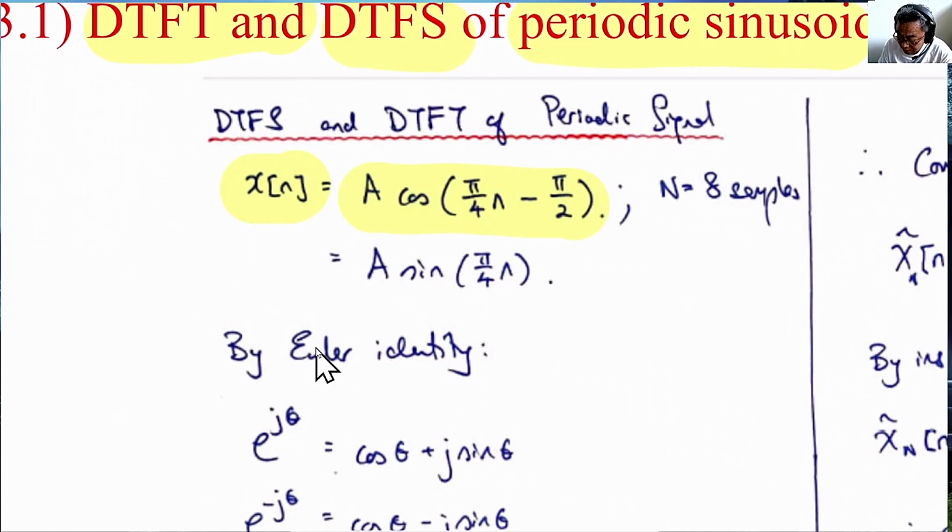To analyze DTFS, the first thing that we have to establish is the number of samples per cycle for this particular cosine. Since the angular frequency is pi over 4, it will take 8 samples to make 2 pi. So we find that capital N is equal to 8.